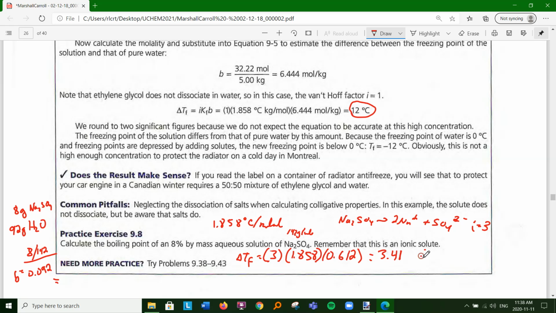So we say, therefore, T final of the solution, we'll assume it's aqueous, will be minus 3.41. But look at the question. It didn't ask for freezing point. It asked for the boiling point. That's okay. It's all good. I actually did this on purpose.